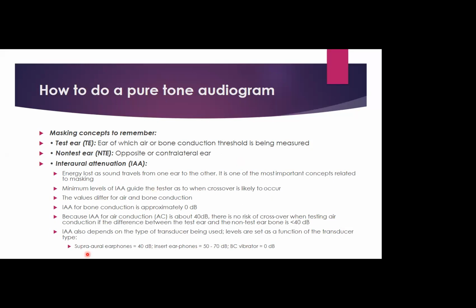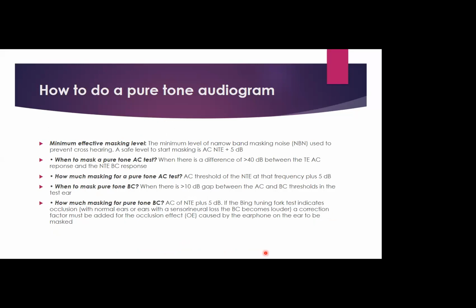For supraaural earphones, it is 40 decibels. If we use insert earphones, then it is more, in the range of 50 to 70 decibels. This is the main advantage of using insert earphones. And as we discussed, it is 0 for the BC vibrator. The minimum effective masking is the minimum level of narrowband noise, the NBN, or the noise which is centered at the test frequency. It is used to prevent crossover. And the safest level to start masking is the air conduction threshold of the non-test ear plus 5 decibels.